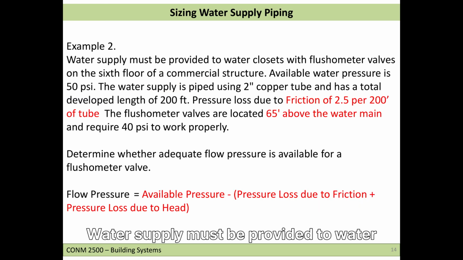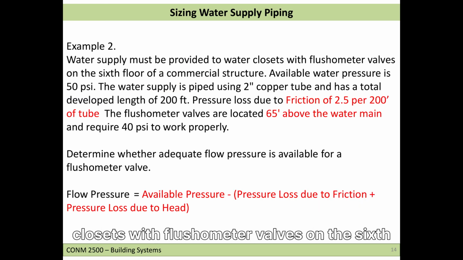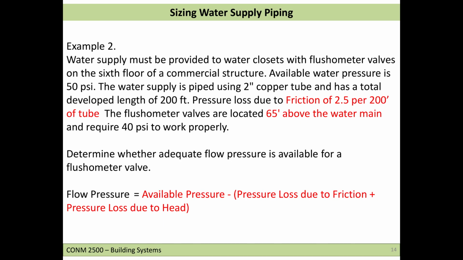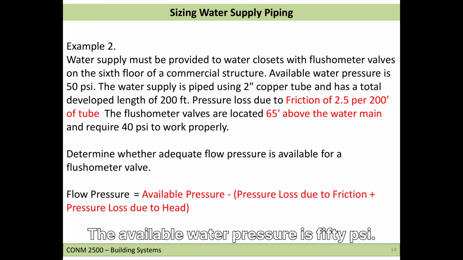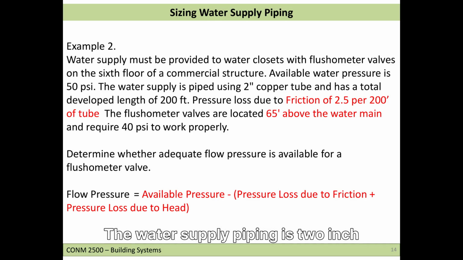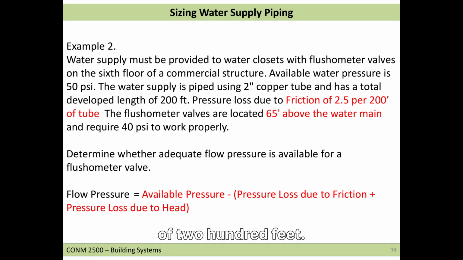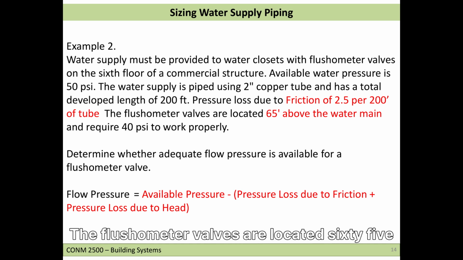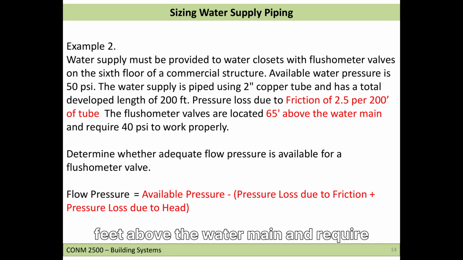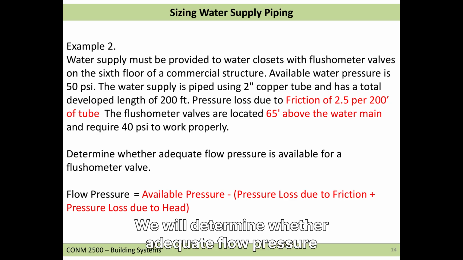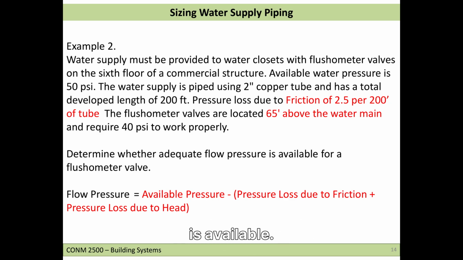Water supply must be provided to water closets with flushometer valves on the 6th floor of a commercial building. The available water pressure is 50 psi. The water supply piping is 2-inch copper tube with a total developed length of 200 feet. The pressure loss due to friction is 2.5 psi per 200 feet of pipe. The flushometer valves are located 65 feet above the water main and require 40 psi to operate properly. We will determine whether adequate flow pressure is available.